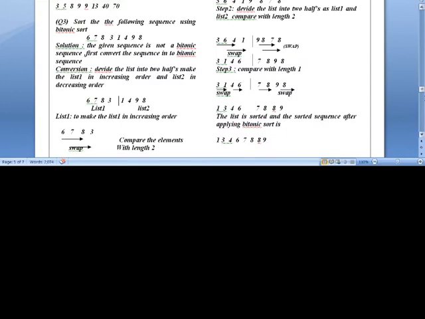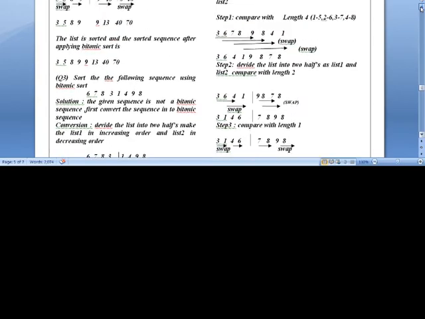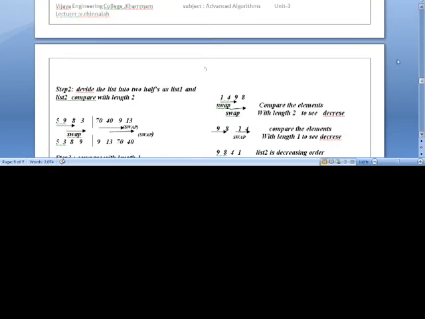So this is an example of how to sort a non-bitonic sequence by the bitonic sort technique. If the given sequence is not bitonic, first you have to convert it into a bitonic sequence by dividing the list into two halves. Take the first list and arrange its elements in increasing order. Take the second list and arrange its elements in decreasing order. Then the list becomes a bitonic sequence.